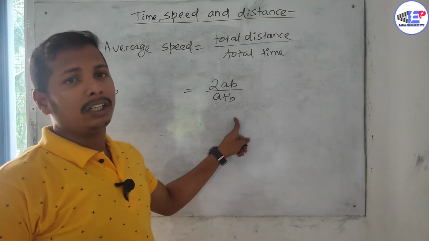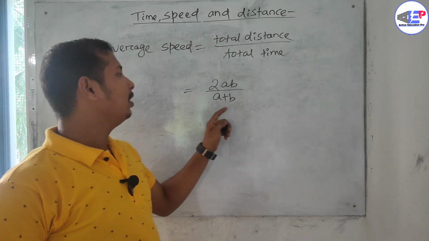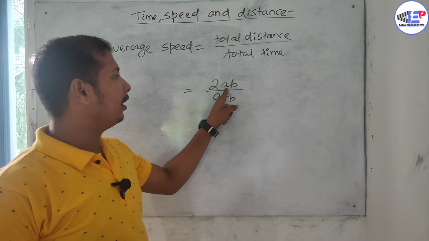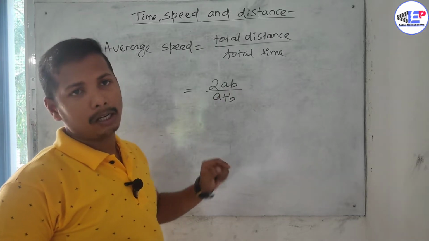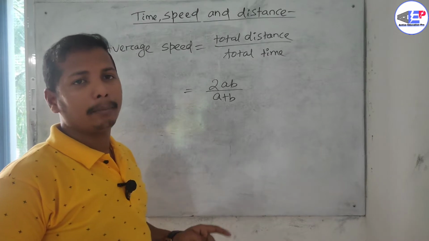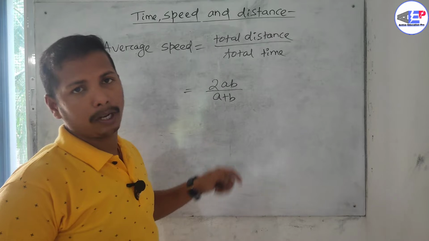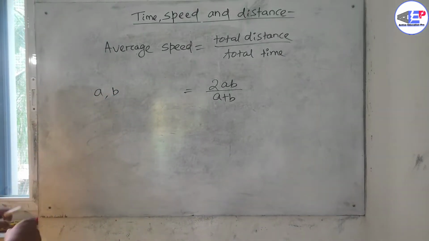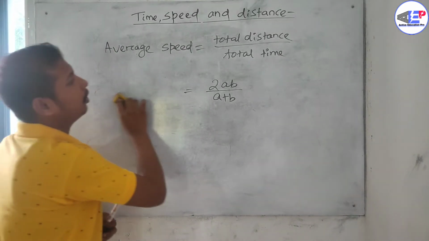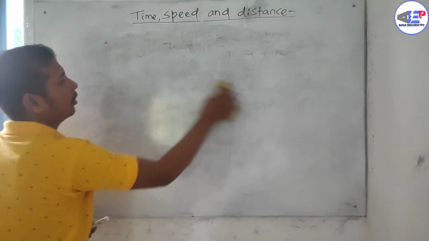When it is given that the distance travelled between 2 points is same and there are two speeds, A km per hour and B km per hour, we can put this formula to find the average speed, that is 2AB by A plus B. We will solve questions according to this formula. Now we will convert units to different units.